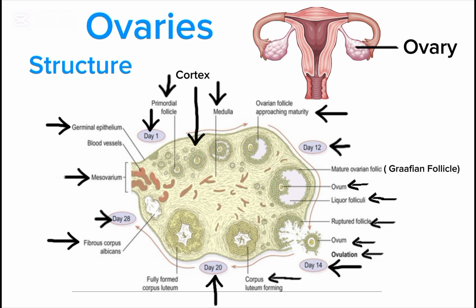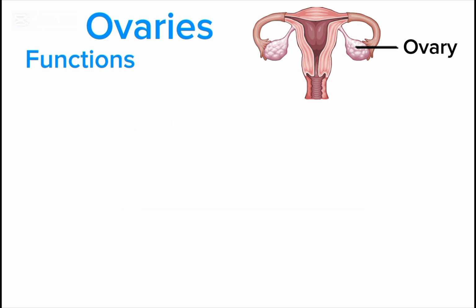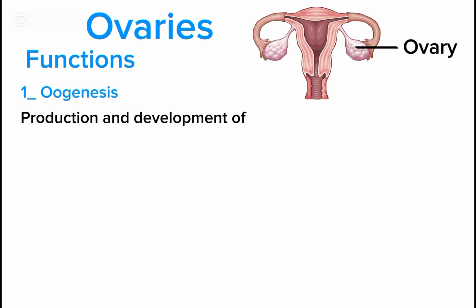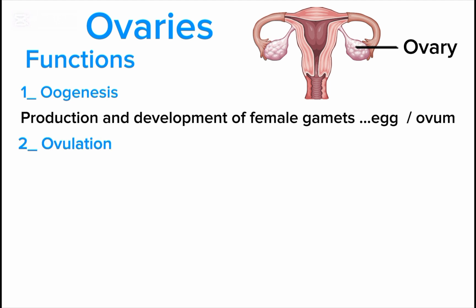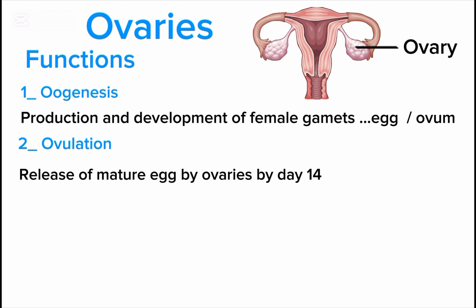Follicles are classified according to their stages of development inside the ovaries as primordial, primary, secondary and Graafian follicles. Functions of ovaries. Oogenesis. Oogenesis is the production and development of female gametes that are eggs or ova. Ovulation. Ovulation is the release of the mature egg from the ovaries at day 14 of each menstrual cycle.